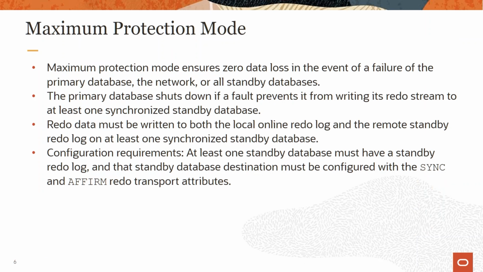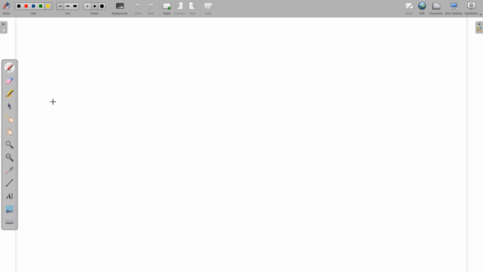Since the next 3 slides are all text-based, I'd better show you a whiteboard example so that you can easily understand the differences between maximum protection mode, maximum availability, and maximum performance. So I'm going to jump into the whiteboard. Okay, so I'm in the whiteboard. Let me explain one at a time.